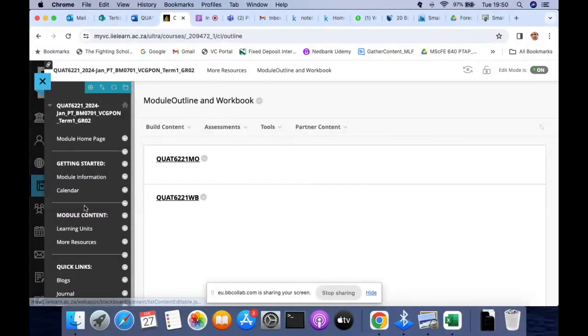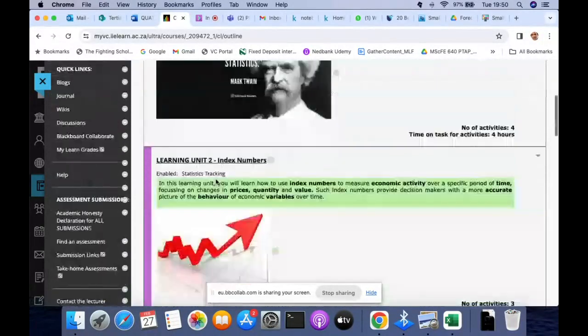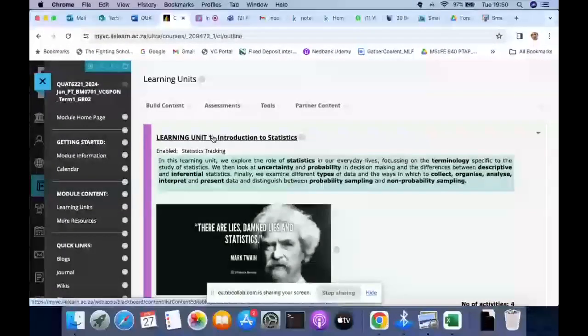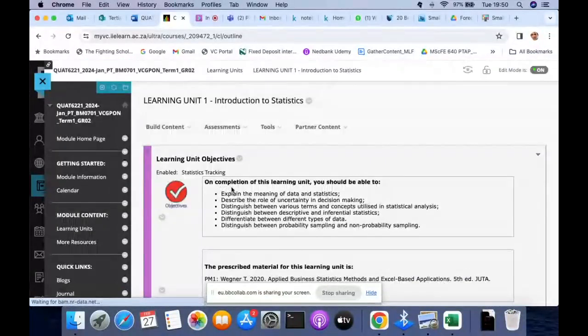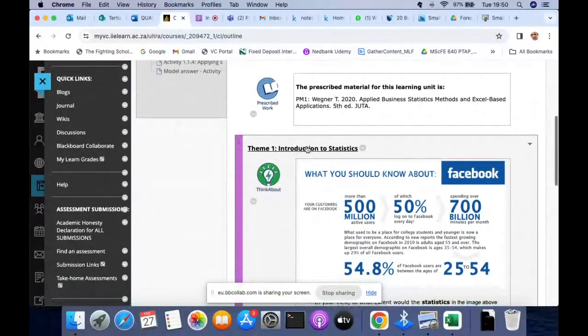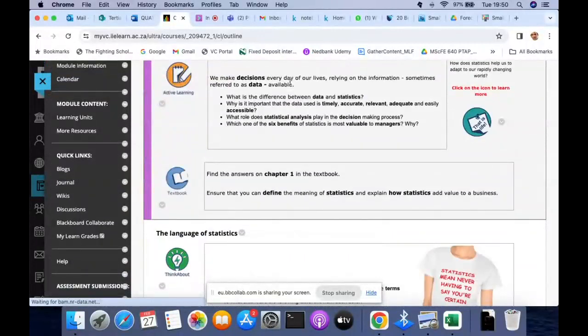On VCLearn, how to navigate through it. On the platform itself, there are other resources. If you go here on the left, module content, learning units, you can see all your different learning units, 1, 2, 3, etc. If you click on each of them, let's look at learning unit 1, for instance, introduction to statistics. It'll give you a lot of themes that you can go through. For instance, theme 1, introduction to statistics. If I click there, it'll highlight the topics specifically in bold to show you what you need to cover.